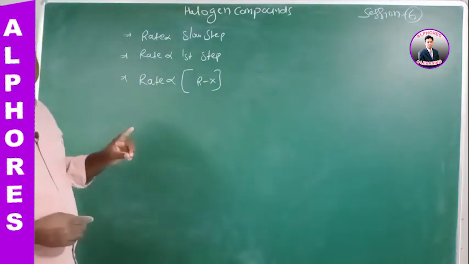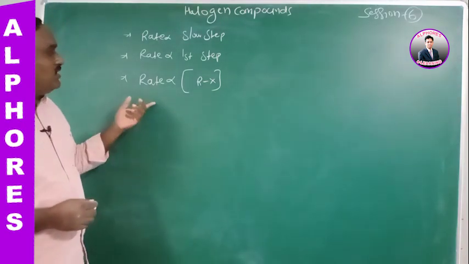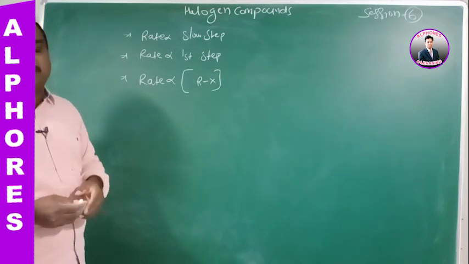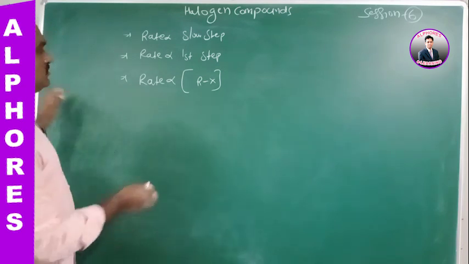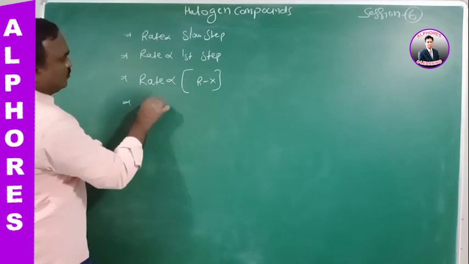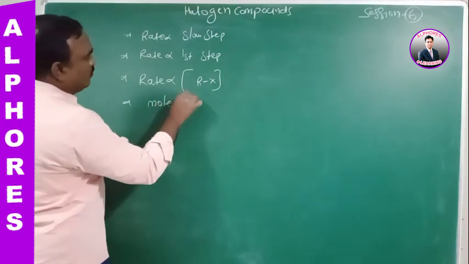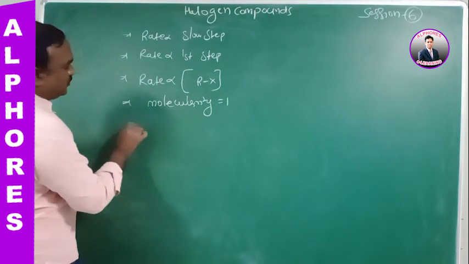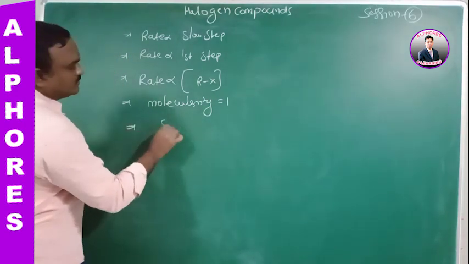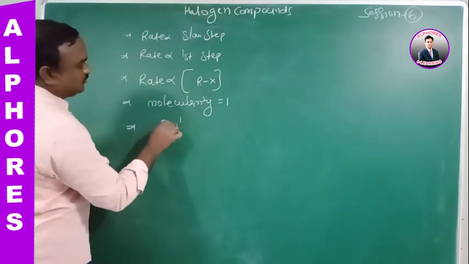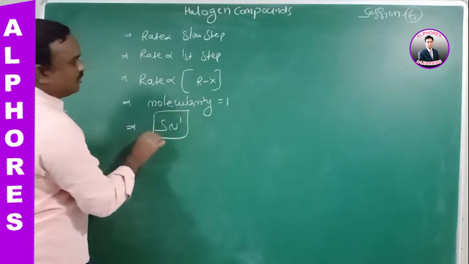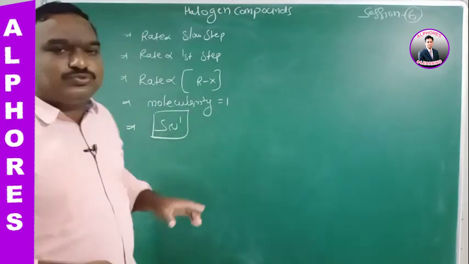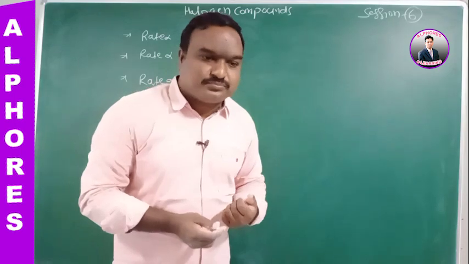So according to kinetic theory, these are first order reactions. Molecularity is equal to 1. Molecularity equal to 1 means unimolecular nucleophilic substitution reactions here.